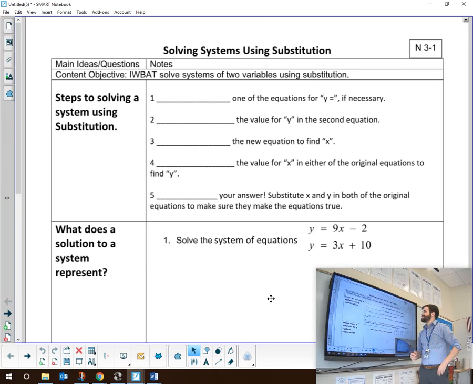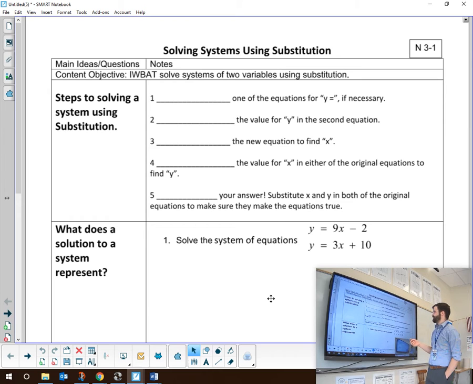Hey guys, today we are talking about solving systems using substitution. All right, so let's talk about what a system of equations is. A system of equations is two equations, and we're trying to find the solution to both of them. Normally, if I have an equation that has both x and y in it, I can't solve it by itself. But if I have two of those, then I can solve using both of them. We're going to talk about how to do that today.